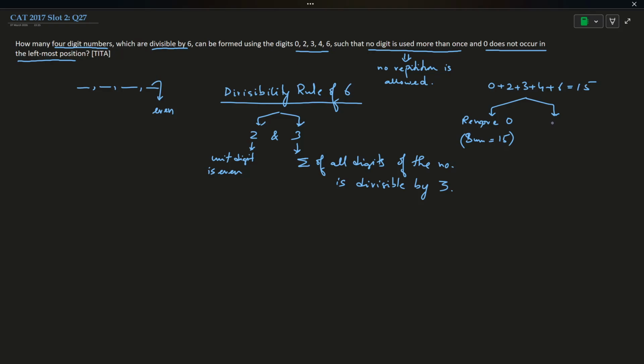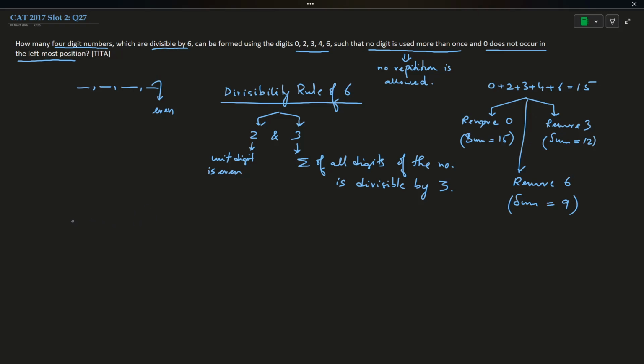All right, and if I do not remove 0, I have to remove one of these numbers, so I can remove 3. If I remove 3, the sum is equal to 12. One more, guys. I can also remove 6. If I remove 6, what will be the sum? The sum will be 9, again divisible by 3. That means I have 3 cases.